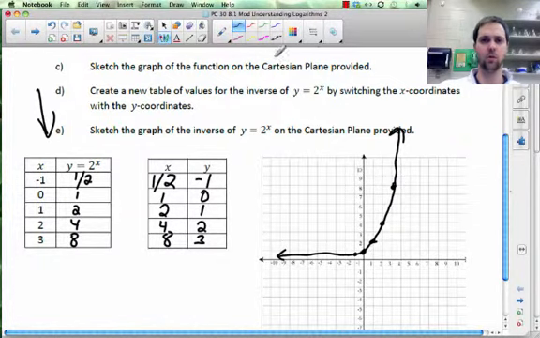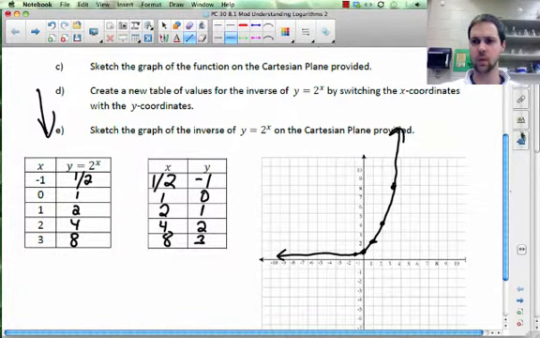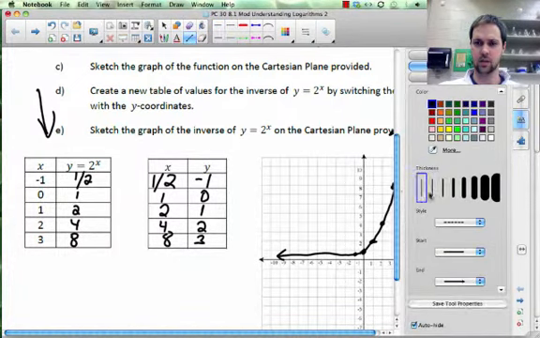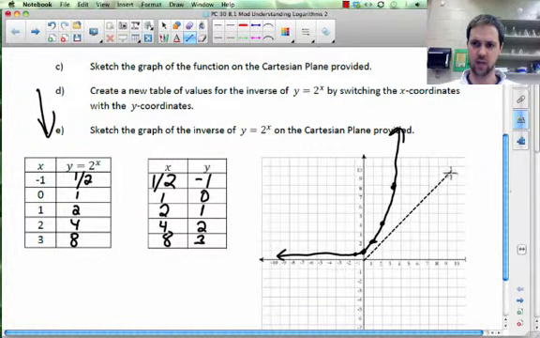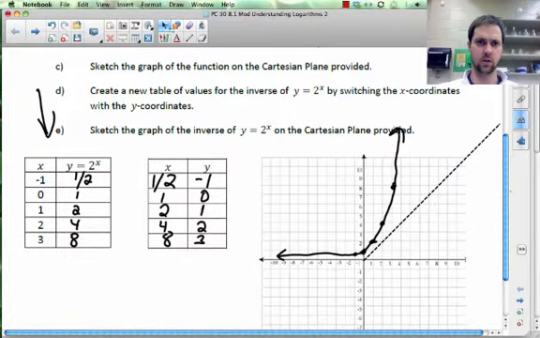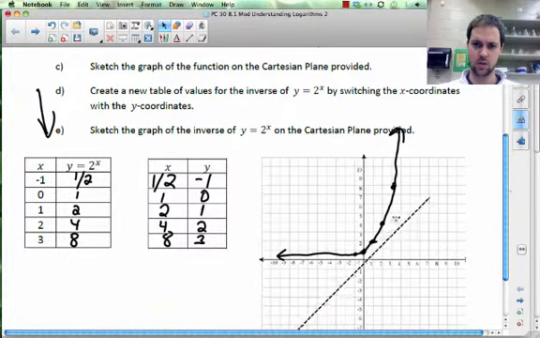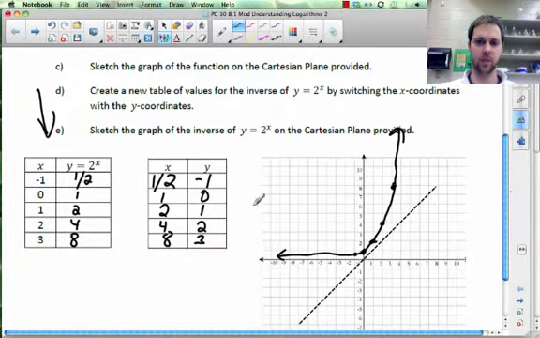Now, when we reflect these points, we're going to reflect them in the oblique line y equals x, which again is this line that passes through the origin and has a slope of 1. So this is what an inverse is. So we are reflecting all these points in that line. So if we just plot these, we'll find out that we've set it up to be a reflection anyway.